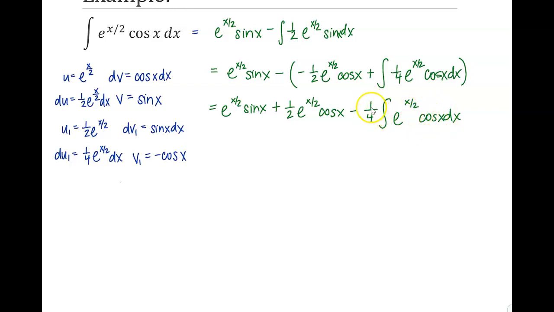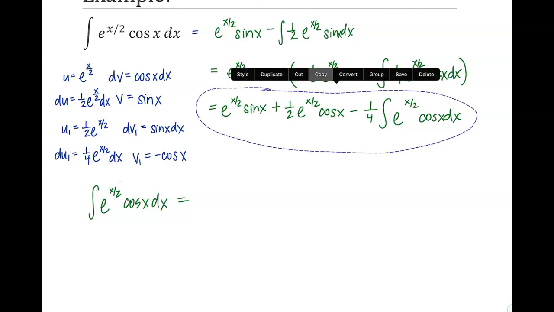Now, the way that we proceed is once we get back to the exact same integrand, except of course there might be a coefficient that we pulled out to the front, what I'm going to do is rewrite it all as one big line so that you can see the little algebraic maneuver we're about to do. So I'm going to put the original problem, the integral of e to the x over 2 cosine x dx, is equal to, I'm going to just copy and paste this to save some time.